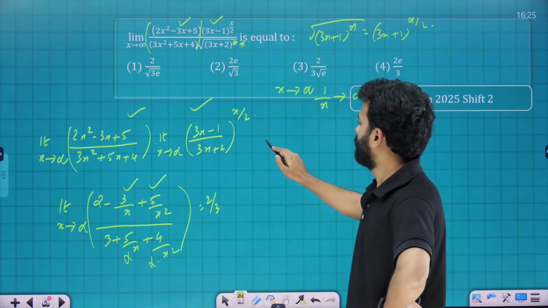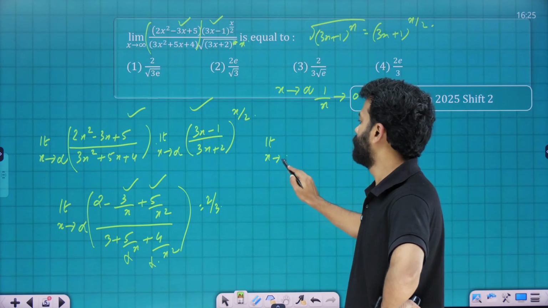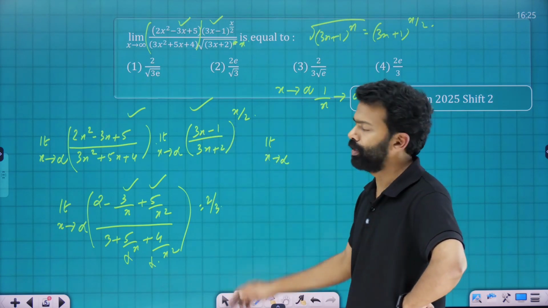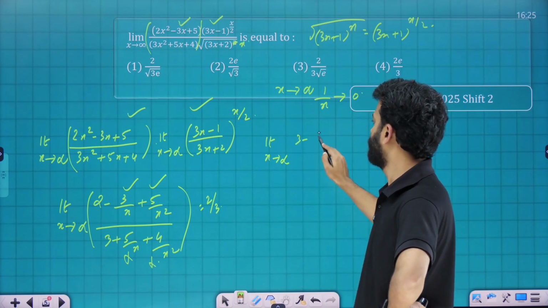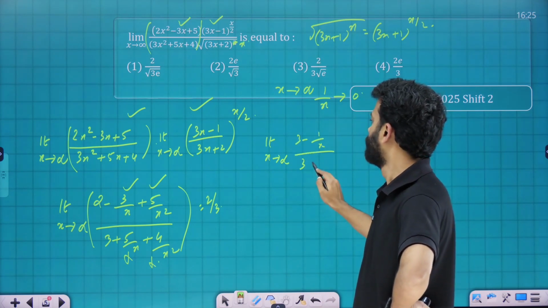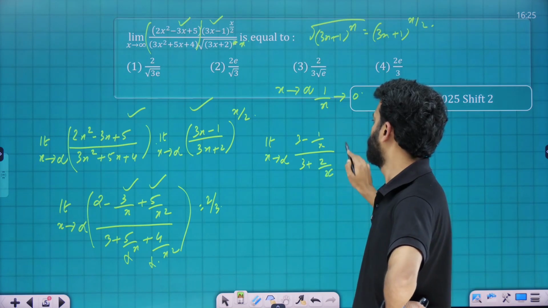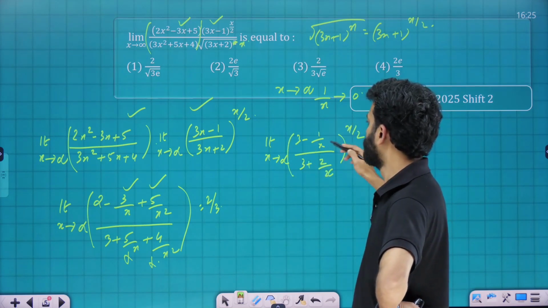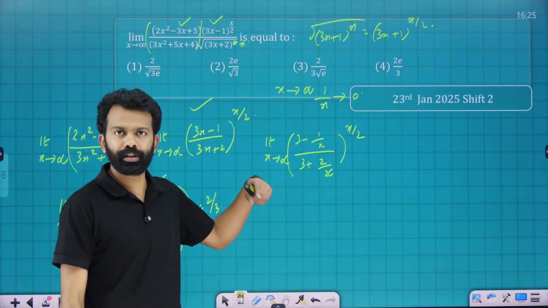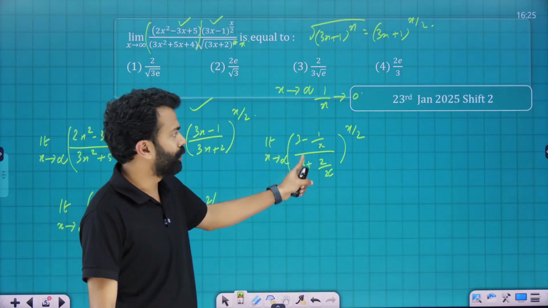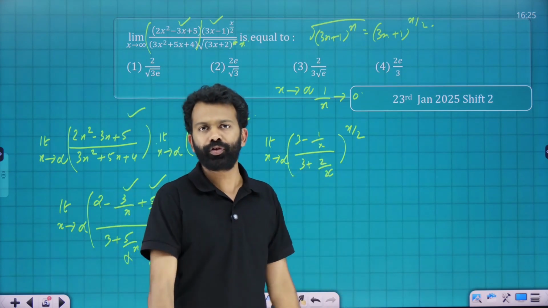So how are you going to operate this one? Okay, let's go for that. It will be limit x tends to infinity. We know that the highest power of x is 1, so we need to divide numerator and denominator by x raised to 1. Therefore, it will be (3 minus 1 by x) divided by (3 plus 2 by x), the whole raised to x by 2. Here this becomes 0, this also becomes 0, that is (3 minus 0) by (3 plus 0), that is 1. So that is 1 raised to infinity by 2, that is 1 raised to infinity.